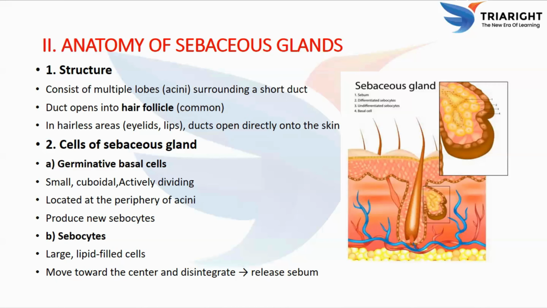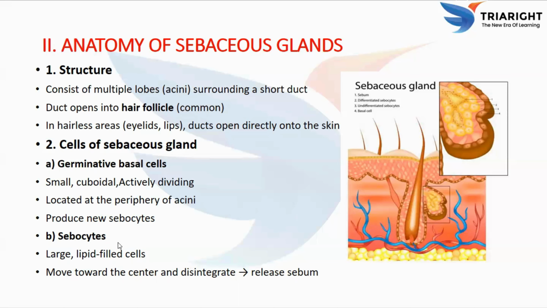So what are the cells of sebaceous glands? There are two main cell types which participate in cell growth and also secretion. What are those? The germinative basal cells and the sebocytes. Germinative basal cells, you have to think of them as the stem cells of the sebaceous gland. These are small, cuboidal and actively dividing, located at the outer edge of the acinus. What is the major role of these germinative basal cells? They produce new sebocytes.